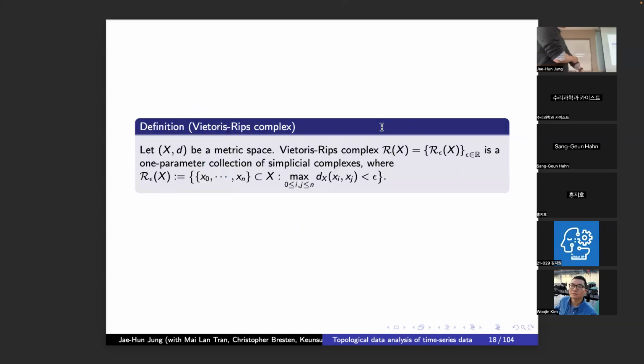Okay, so in this talk, I'm going to use the Vietoris-Rips complex. This is the definition. You use some distance matrix in the metric space. You use some metric dx, and if it is less than epsilon, then you just connect them.